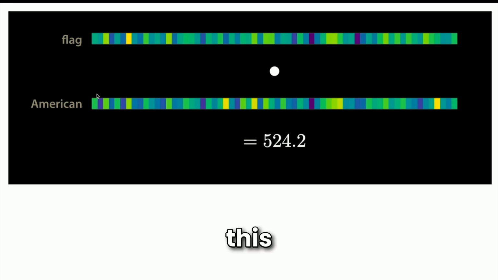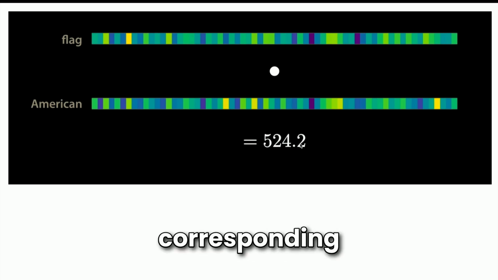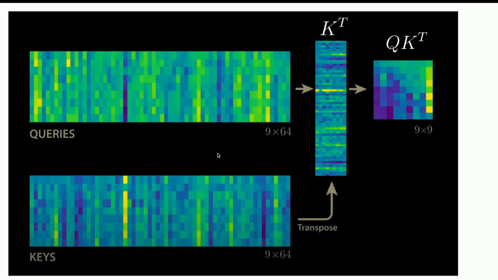And because this is representing a good answer to the query given by this, that means their corresponding dot product should be relatively high. And same thing we do for all. This is represented by this query matrix multiplied by the transpose of the key matrix, and this becomes of the size 9 by 9.